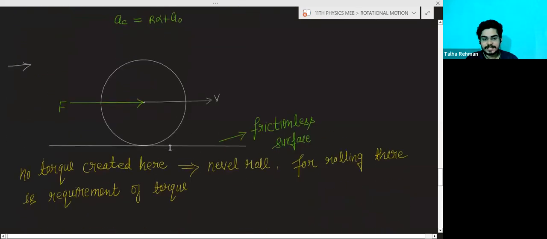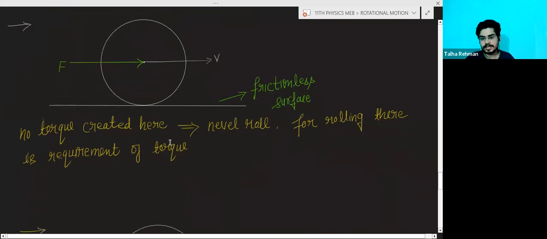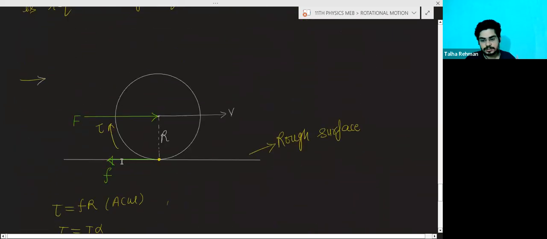And in this case, why is there no rolling? Because there is no torque. If there is, first, what is happening? Due to the friction force there will be a torque in anti-clockwise direction. If there is a torque in anti-clockwise direction, it means there will be angular acceleration in anti-clockwise direction.